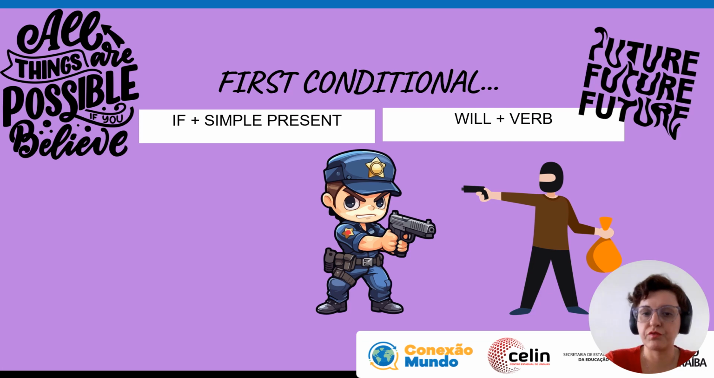Now, let's go to the first conditional. Here, we are going to talk about an imaginary future, okay? A future that we imagine is situations that can happen, that are possible to happen. But either way, we are imagining them, okay? But they are possible. The structure is if plus simple present, and in the result you use will plus a verb.